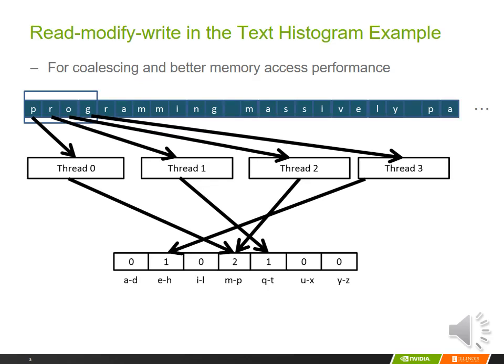And we see that thread 0 and thread 2 both want to increment the bin counter value for M through P. And the outcome of the iteration should reflect the work done by both thread 0 and thread 2, and the value should be 2.